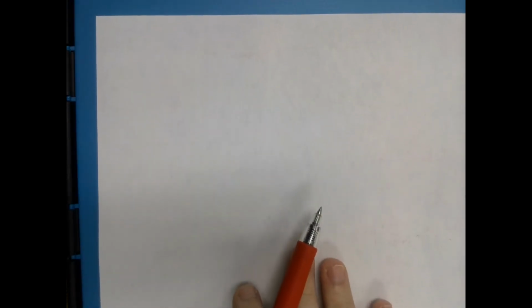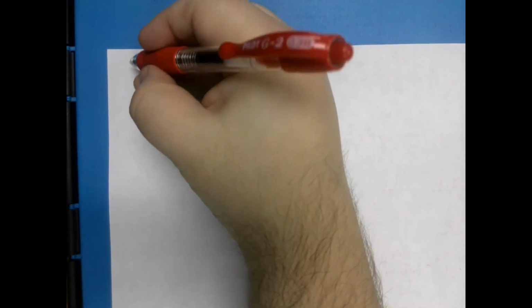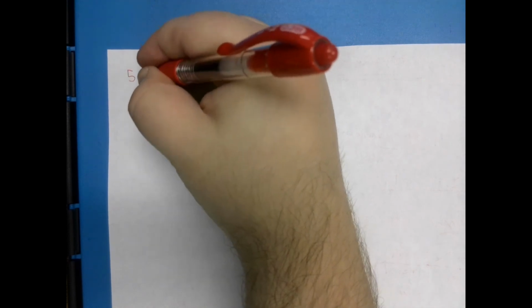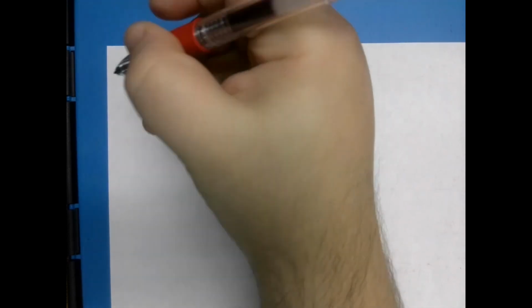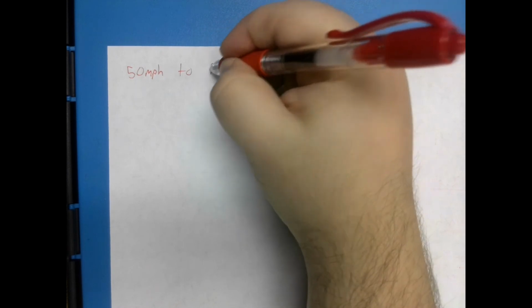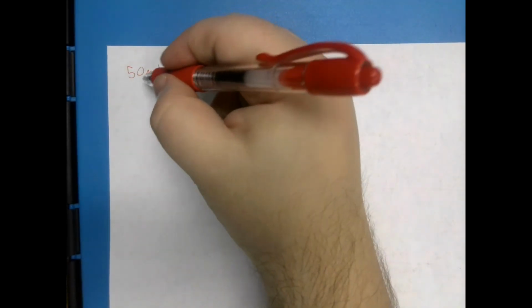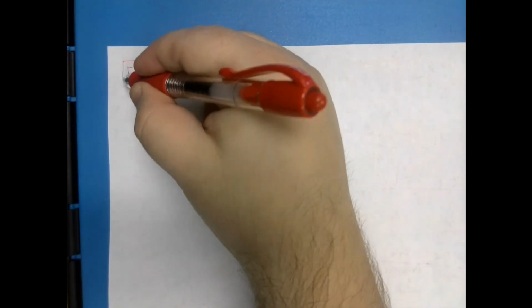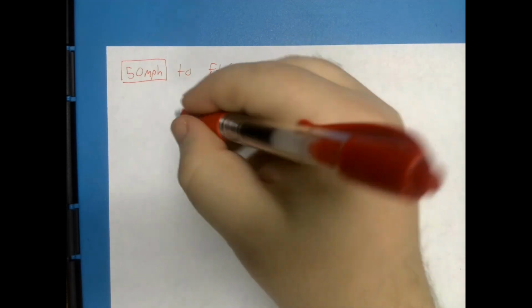So let's look at 50 miles per hour to feet per second. So here we're given this number and we want to convert it to feet per second.